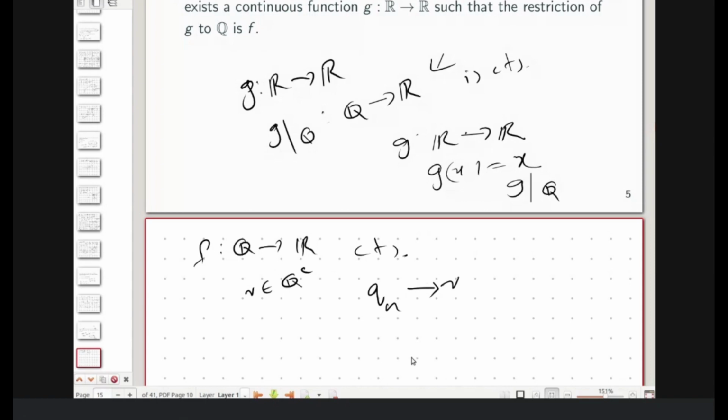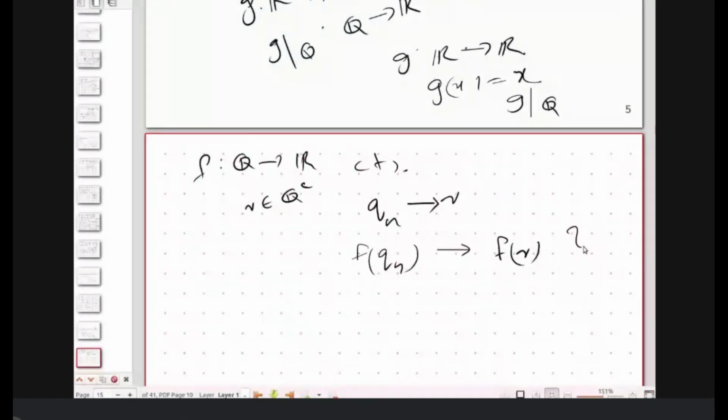Now, since f is continuous, f of Qn converges to f of R. I'm writing f of Qn converges to f of R. There is a question why this happens and why this even makes sense. And please continue. Yeah, I'm stuck. Sorry, sir.